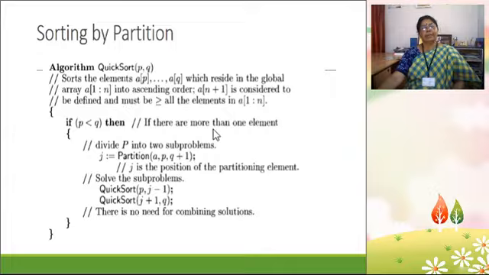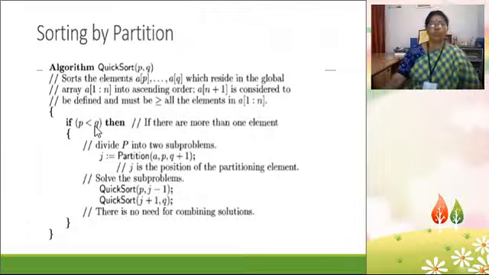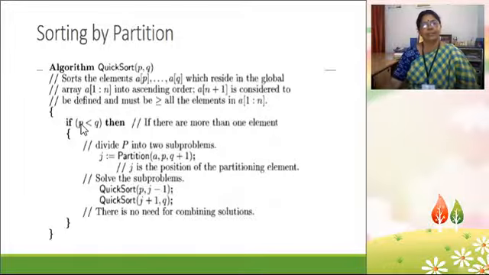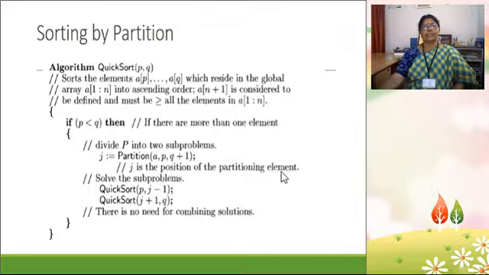So the main algorithm for implementing quicksort is, here we assume the lower limit and upper limit are p and q respectively. So if p is less than q, that means the input array has more than one element. If there is only one element, there is no need to divide. If the array contains more than one element, we divide it into two subproblems. J is equal to the position of the partitioning element. So J represents the position of the partitioning element.